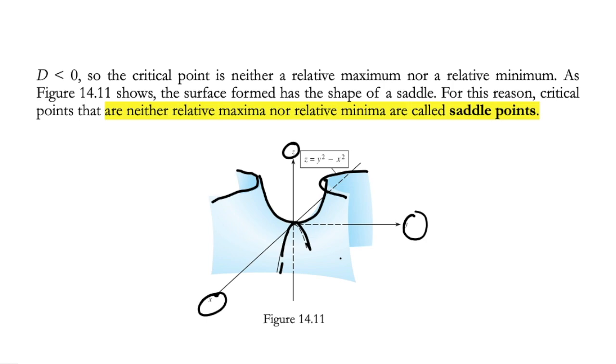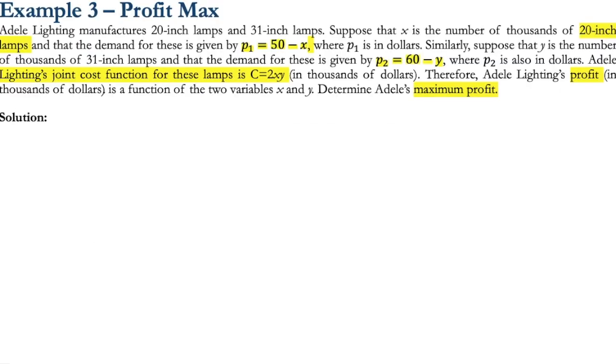Now let us move to the next example, which is a more realistic one, profit maximization. Adele Lighting manufactures 20-inch lamps and also 31-inch lamps. Suppose that X is the number of thousands of 20-inch lamps, and the demand for this is given by P1 equal to 50 minus X, where P1 is in dollars. Similarly, suppose that Y is the number of thousands of 31-inch lamps, and that the demand for this is given by P2 equals 60 minus Y, where P2 is also in dollars.